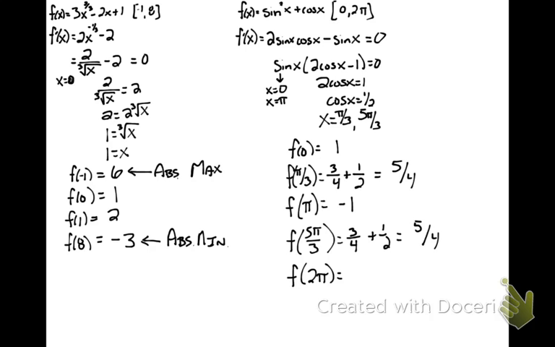Finally, 2 pi. The sine of 2 pi is 0. The cosine of 2 pi is 1. And we have 1. So in this case, we have an absolute minimum on our interval at pi. And we have two places for the absolute maximum. One of them is at pi thirds, and the other one is at 5 pi thirds.